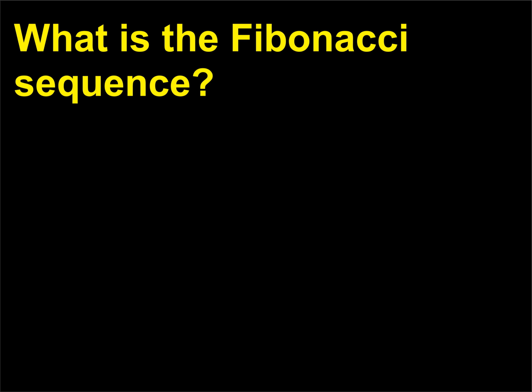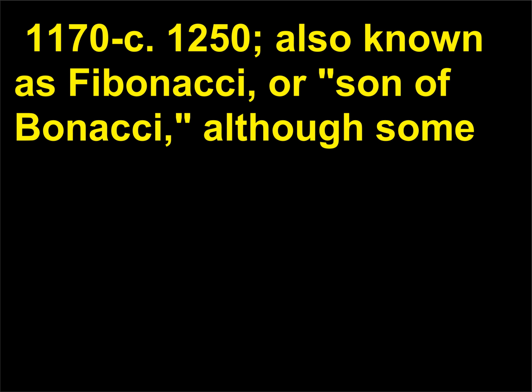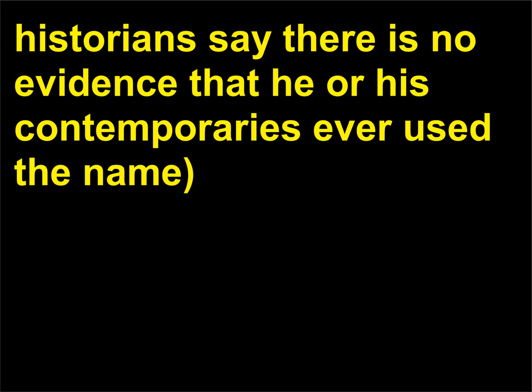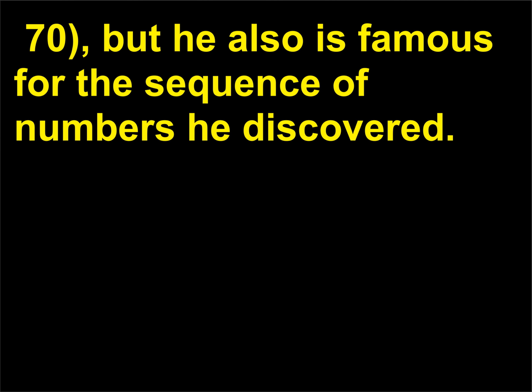What is the Fibonacci sequence? Italian mathematician Leonardo of Pisa, c. 1170–c. 1250, also known as Fibonacci, or son of Bonacci, although some historians say there is no evidence that he or his contemporaries ever used the name, may be known for helping to introduce Hindu-Arabic numerals to Europe, but he also is famous for the sequence of numbers he discovered.